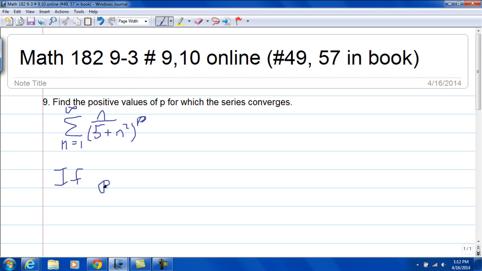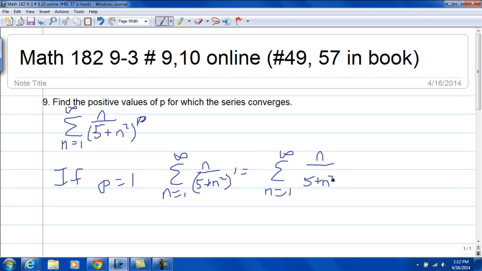If, first of all, p equals 1, what happens? We would have the sum as n goes from 1 to infinity of n over 5 plus n squared to the 1 power, which is just basically saying the sum as n goes from 1 to infinity of n over 5 plus n squared, like that.